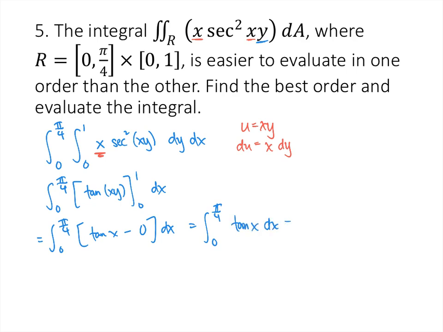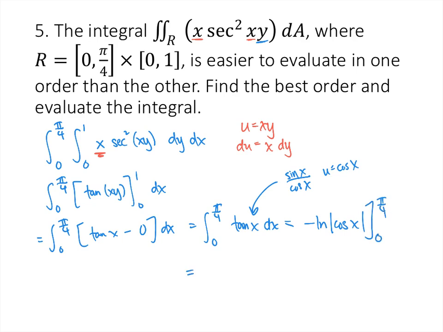Now you may remember that the antiderivative of tangent of x is negative natural log of absolute value of cosine of x. Now if you don't remember that, then what you would have to do is rewrite tangent as sine over cosine and do a u equals cosine x substitution. But if you just happen to remember, and hopefully you do, that the antiderivative of tangent is negative natural log of cosine, then you're good to go.